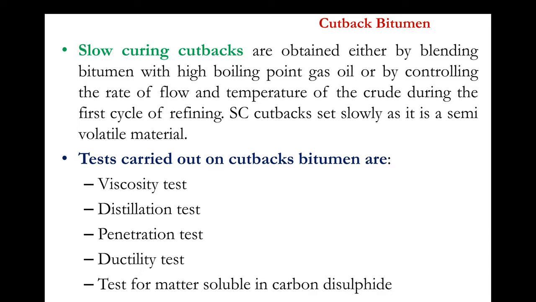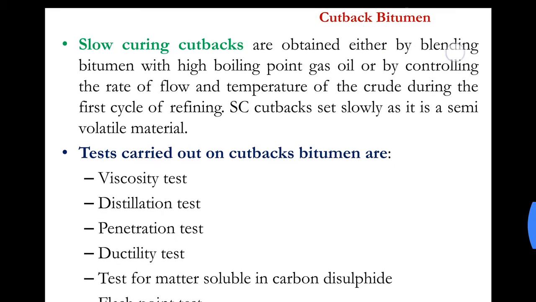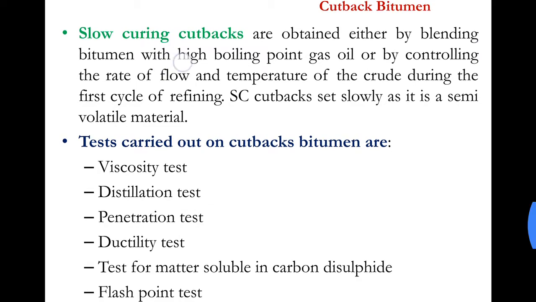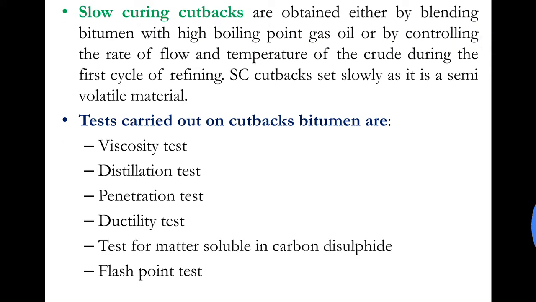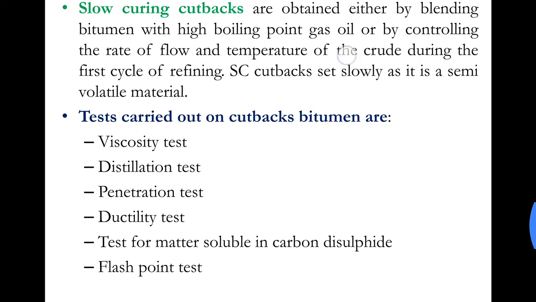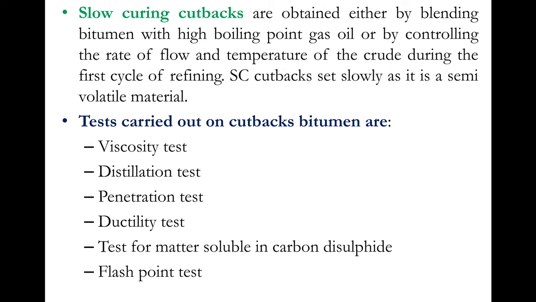Slow curing cutbacks are obtained either by blending bitumen with high boiling point gas oil or by controlling the rate of flow and temperature of the crude during the first cycle of refining.